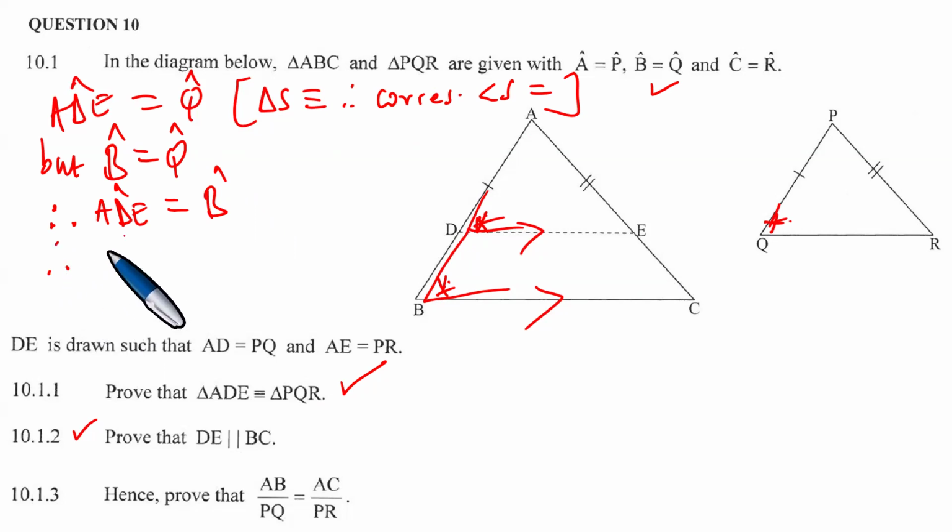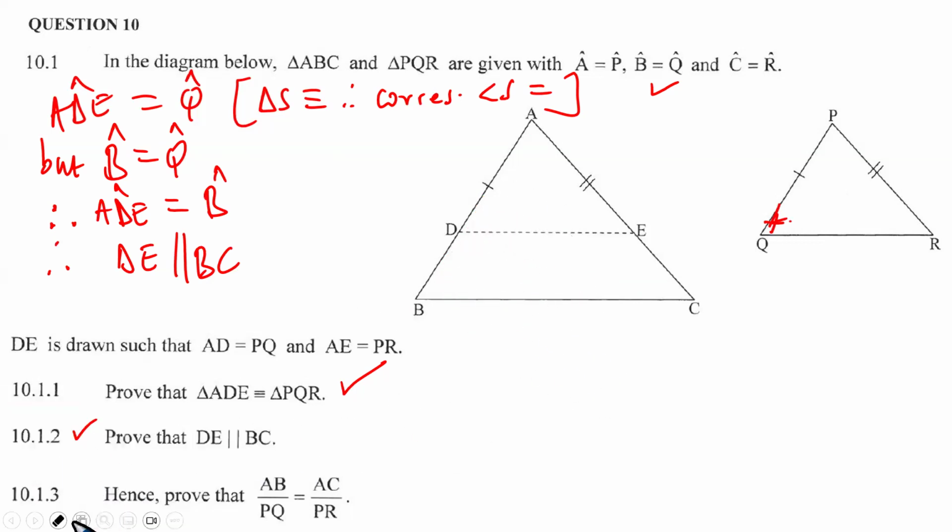And therefore, DE is parallel to BC. Why is this the case? Because we've been able to establish here that the angle ADE, which is this one, is equal to the angle B. So yeah, these are the angles that are equal to each other.